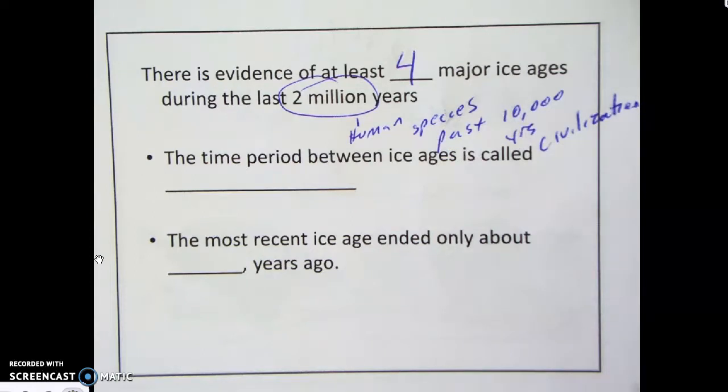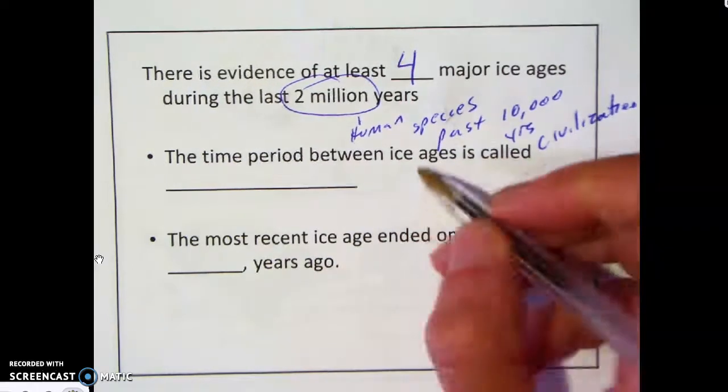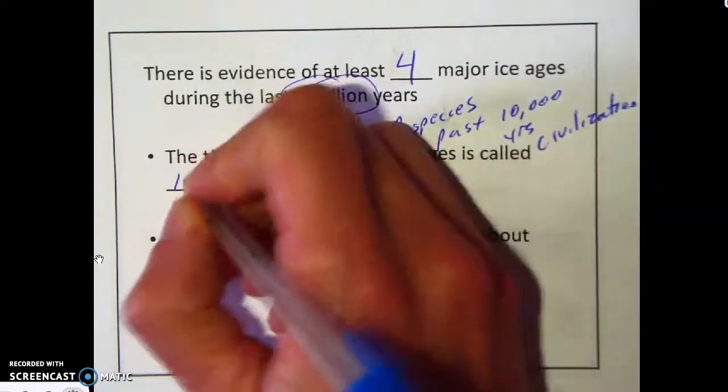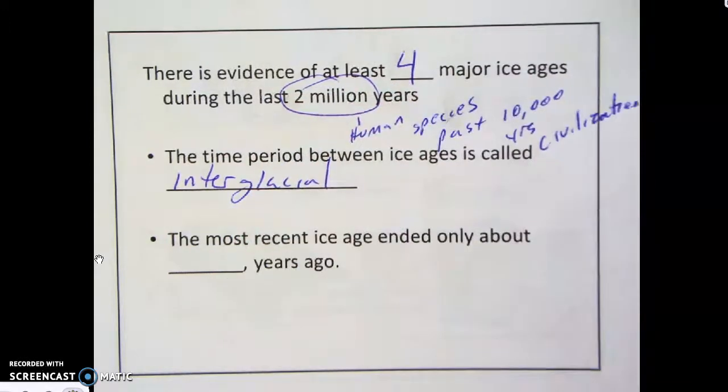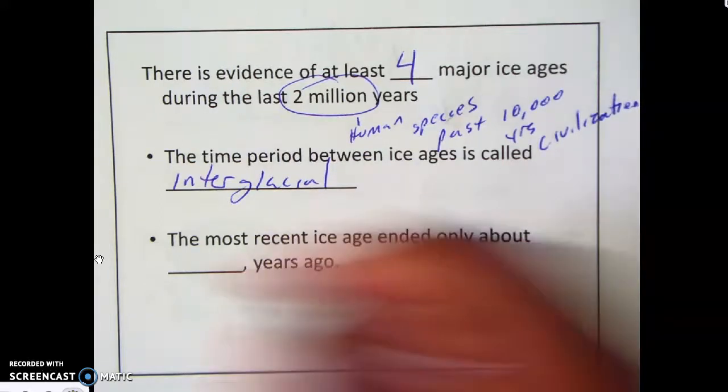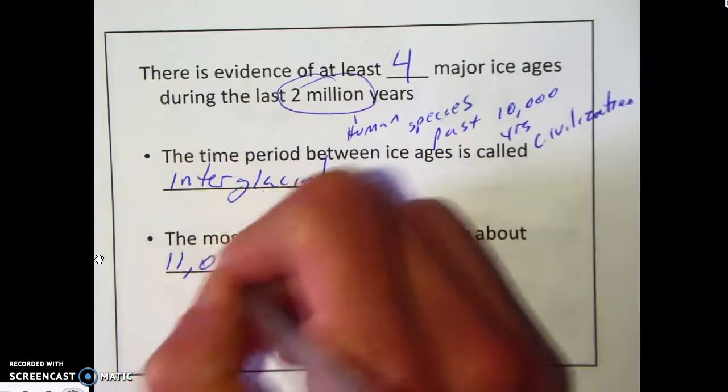And I mentioned this when we did climate. The time between ice ages is called interglacial. Right now, we live in an interglacial period. It's relatively warm. It's mild. It's comfortable. During an ice age, this area would have been under 1 to 2 miles of ice. Our most recent ice age, we believe, ended around 11,000 years ago.